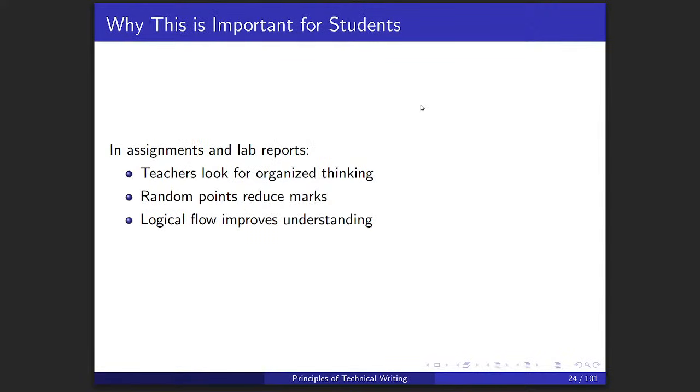Now, why is this important for students? In assignments and lab reports, teachers look for organized thinking. Every lab should be done in an organized way, one after another: lab 1, lab 2, lab 3. If you place the lab 10 experiment at lab 1 and the lab 1 experiment at lab 8, it may not be good. That may cause you to lose marks also. Logical flow improves understanding. If you write experiments one by one, it will improve the flow and you may gain marks also.